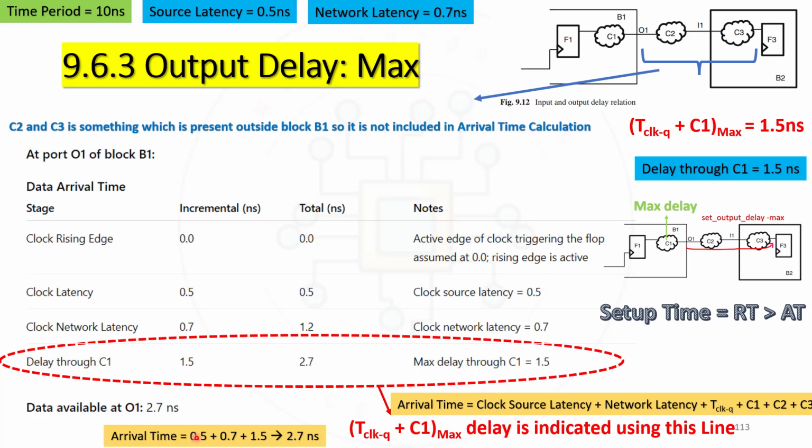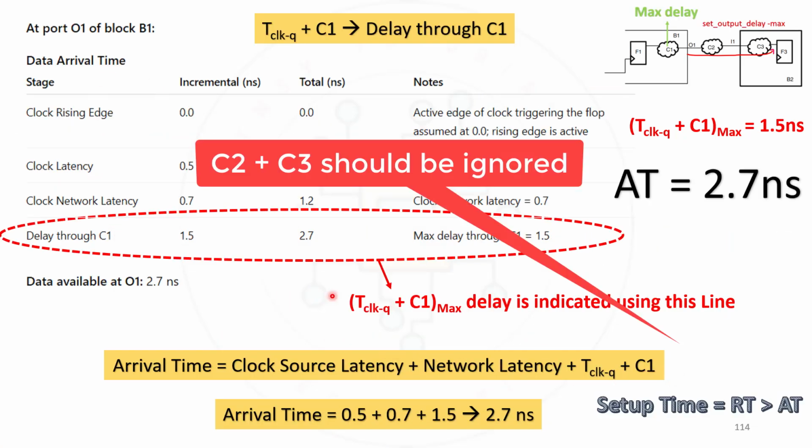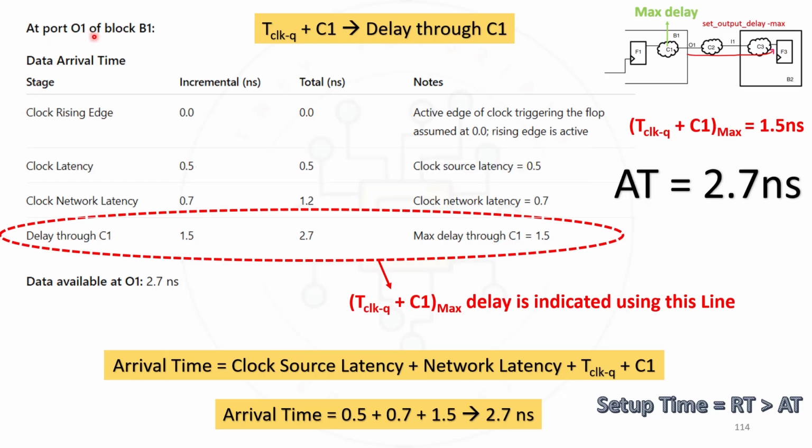So that's why source latency is 0.5, network latency is 0.7 and total clock to Q delay followed by C1 max value is 1.5 nanosecond. If you add all this, you will get 2.7 nanosecond, which is called arrival time. The same thing I'm showing here, but here I've removed C2 and C3. So at port O1 of block B1, clock to Q delay followed by C1 max is nothing but delay through C1. So for this particular one, delay and everything is the same.